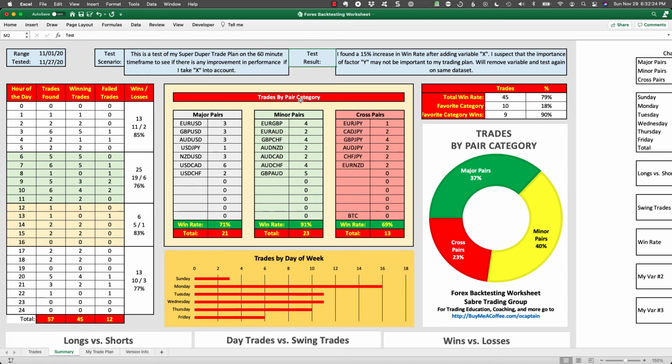And then test result. In this case, I just said, hey, I found a 15% increase in win rate after adding the variable X, all right? So I suspect that the importance of factor Y may not be important in my trading plan. I'll remove the variable and test again on the same data set.